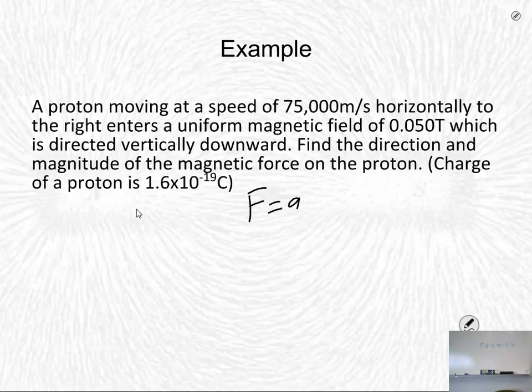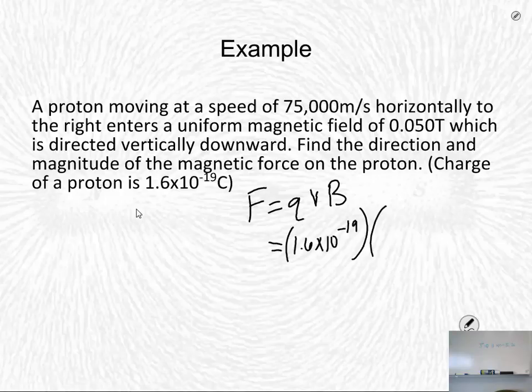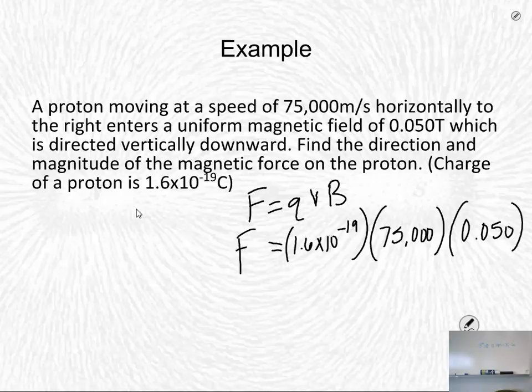Force equals our charge times velocity times our field. So my charge is my amount of charge for my proton, 1.6 times 10 to the negative 19th coulombs, which is the right unit. V stands for my velocity, so 75,000 meters per second, also the right unit. And my magnetic field is my Teslas, 0.050. Teslas is the right unit. So I'm going to multiply those together to get my answer.